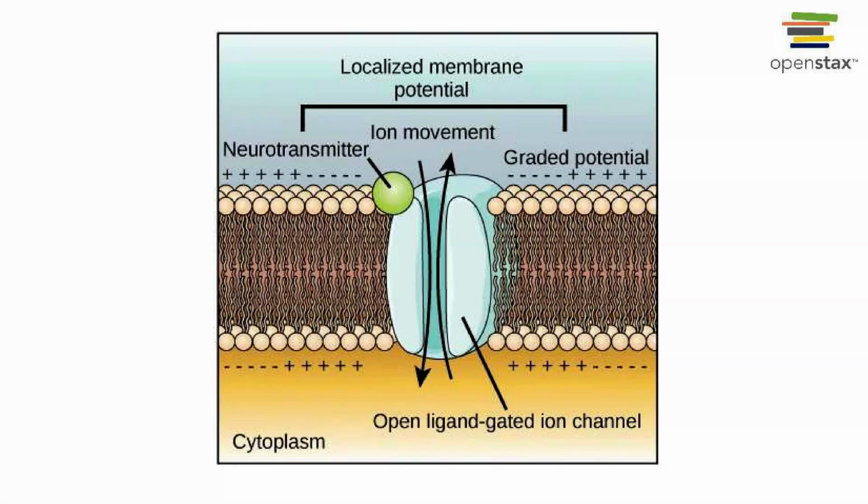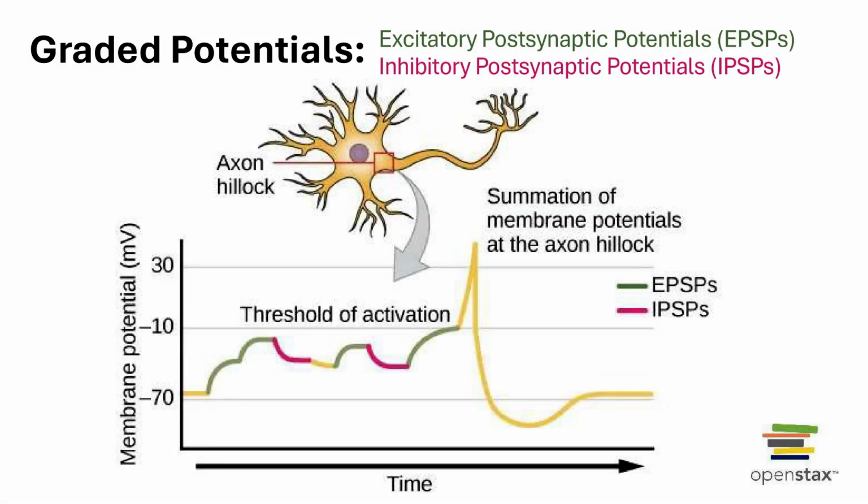Graded potentials are localized changes in membrane potential that occur when a neuron is receiving information. They are short-lived and decrease in strength as they spread. Graded potentials often occur when neurotransmitters bind to receptors on the dendrites of a postsynaptic cell.